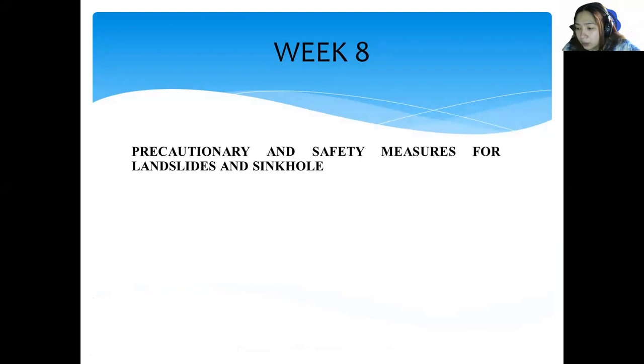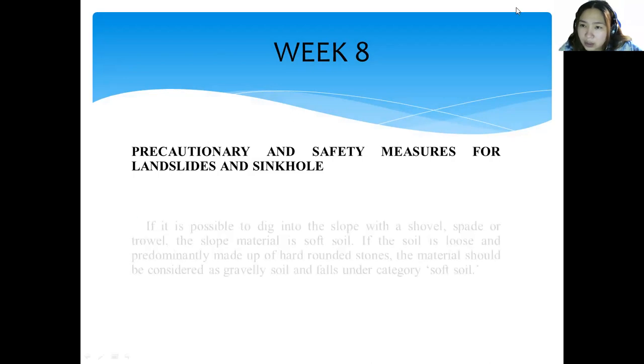For this week's topic, we will recognize common signs of an impending landslide and sinkhole, and also recommend precautionary and safety measures for landslide and sinkhole. This is a continuation of week 7, where we explained what causes landslides and sinkholes and also the signs. This week, we will discuss the safety measures and precautions when we encounter a landslide or sinkhole. So let's proceed to our discussion.